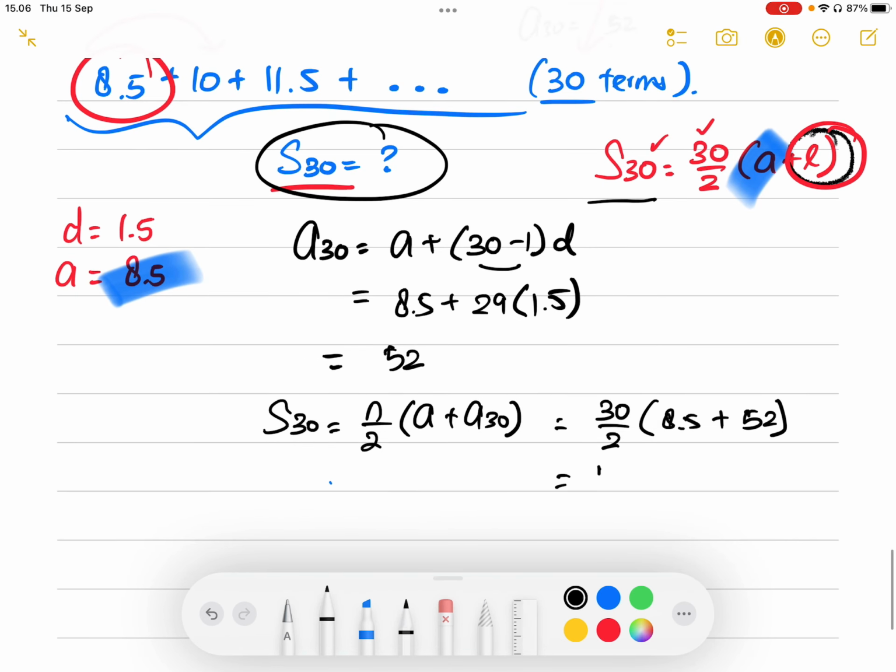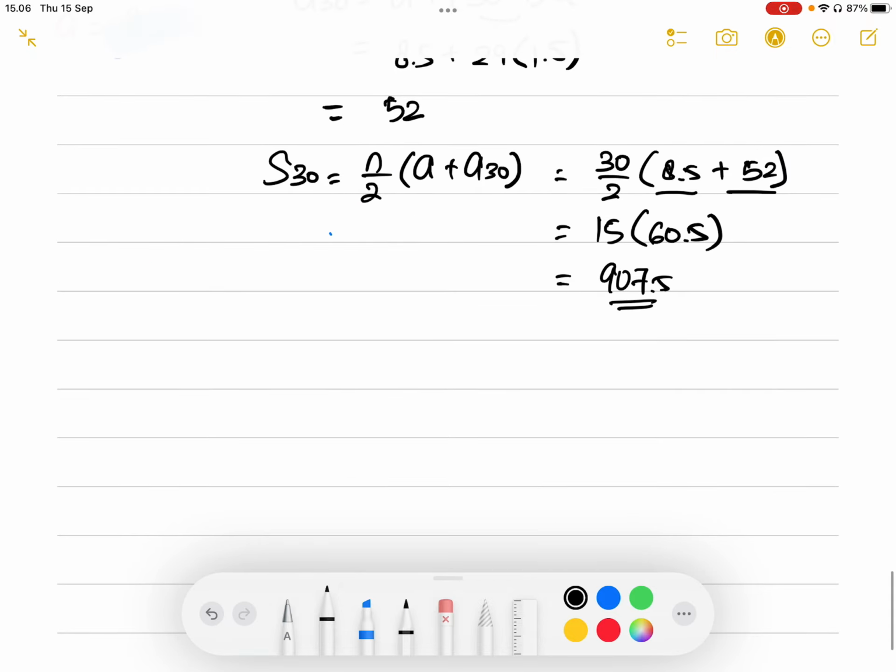So you got 30 divided by 2 is 15, then 8.5 plus 52 is 60.5. So 15 times 60.5 will give you 907.5. So this is the answer.